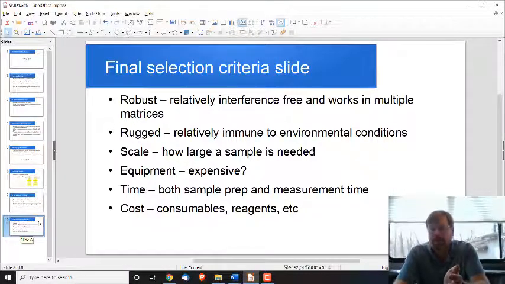A test is rugged if it's relatively immune to environmental conditions. So if I don't need to be in a strictly climate controlled lab to run this test, it's more rugged. If I have to be in a 20 C room with 50% relative humidity or my results won't be valid, then that test is not rugged.